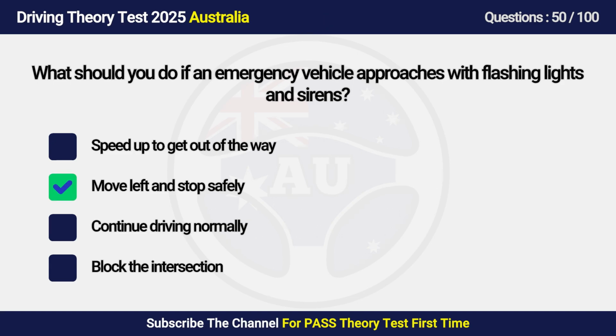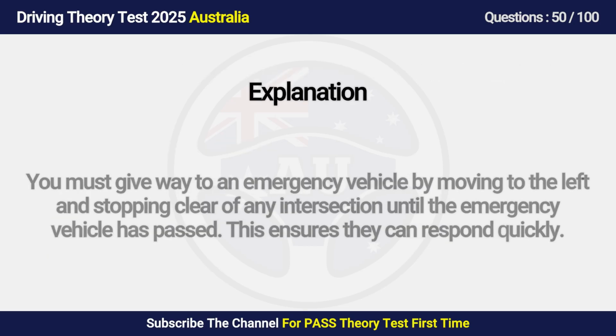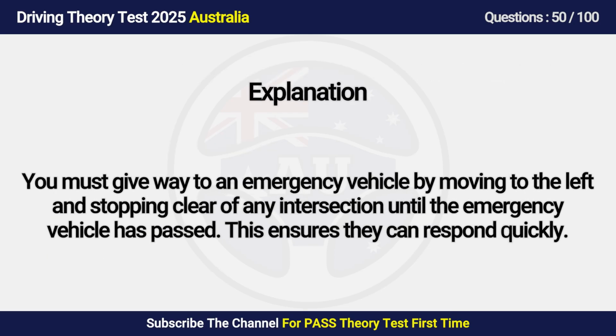Answers is B. Move left and stop safely. You must give way to an emergency vehicle by moving to the left and stopping clear of any intersection until the emergency vehicle has passed. This ensures they can respond quickly.